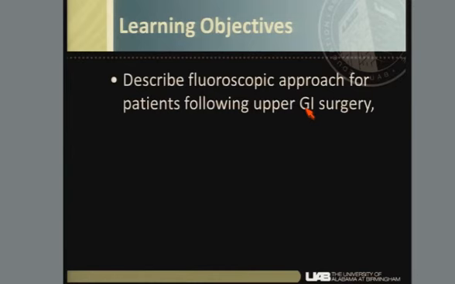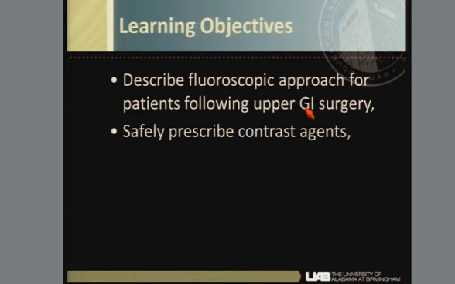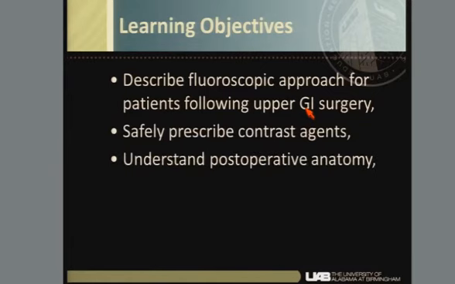All right, so specifically today, we're going to limit our discussion because of the time limit, just to talk about fluoroscopy. I think it's probably the area that has the most potential for misadventures, so we're going to limit it to fluoroscopy. And again, of the upper GI tract, we're going to talk a little bit about how to safely prescribe contrast agents in these patients. We're going to specifically review some of the postoperative anatomy.